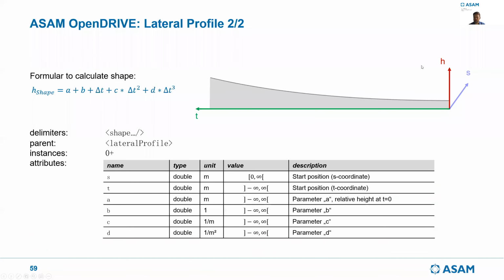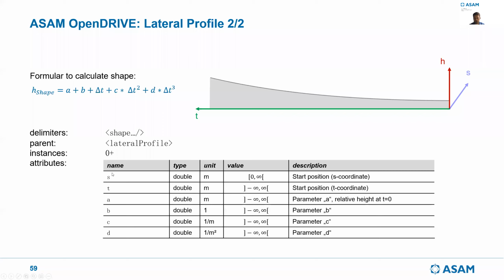So here you can see the formula, and I've just found a mistake here. So that should be a multiplication sign. So it's A plus B times delta t plus C times delta t squared plus D times delta t to the third order. So I will correct that before providing the slides to everyone.